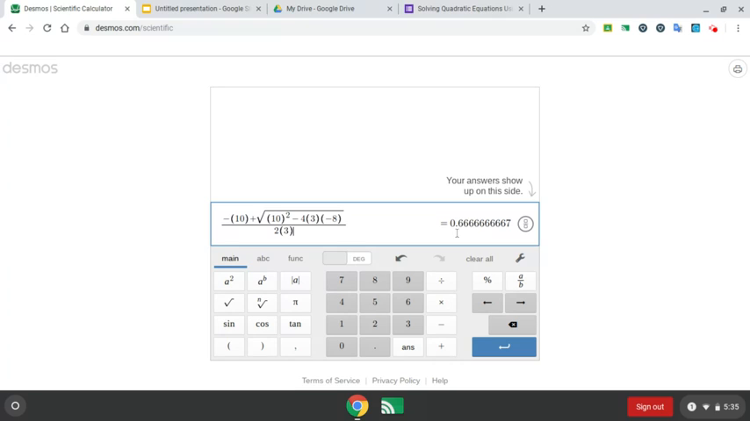Okay, here I have my answer, which is 0.6 repeating. We never really like repeating decimals, so I'm going to use this button to change to a fraction. It should be 2/3. Okay, so that's one of my solutions, right? And then I need to do the other one.